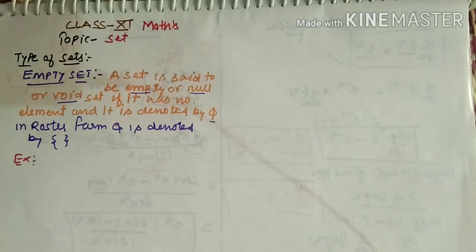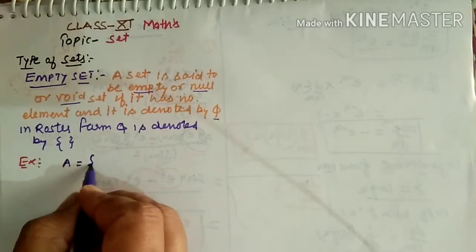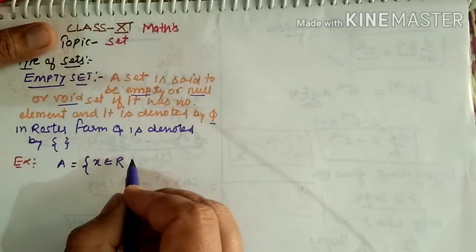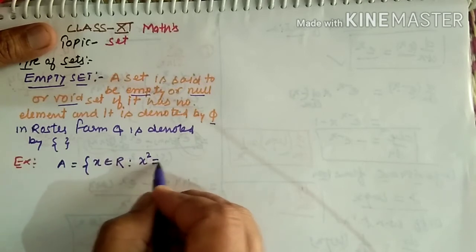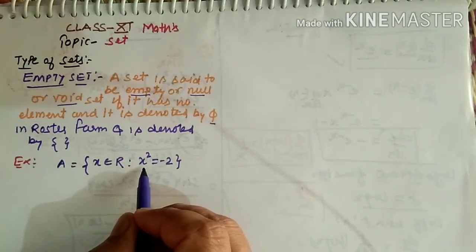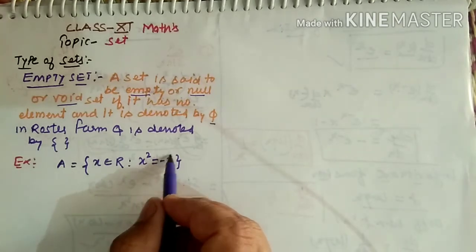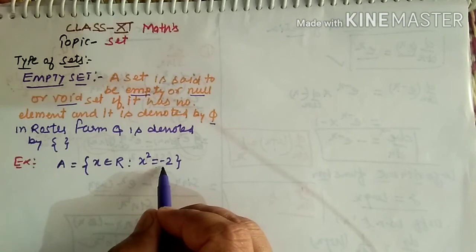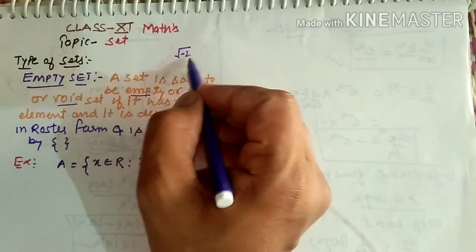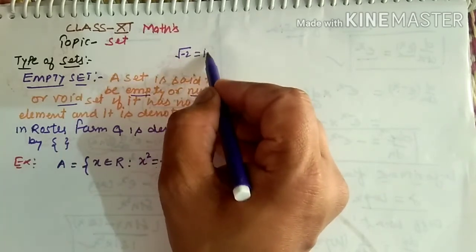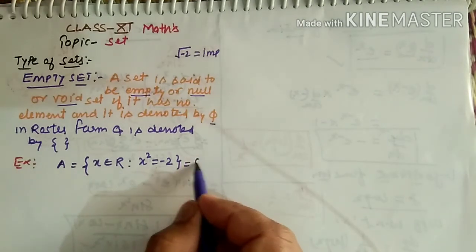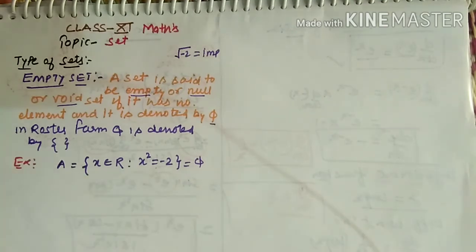So we can say A is a set such that x belongs to real numbers and x square is equal to -2. Clear? We know that when we take the square root of this, we get the square root of -2, which is not a real number, it is an imaginary number. So in that case we get phi, meaning no element. Clear?